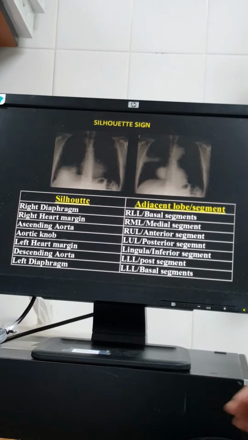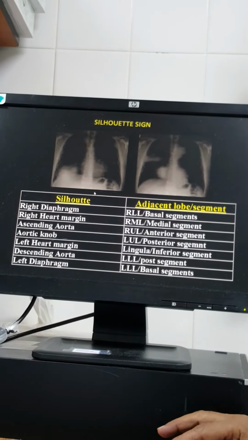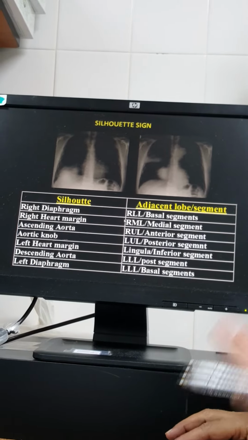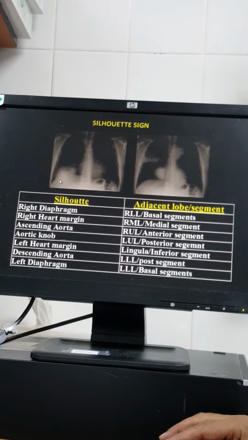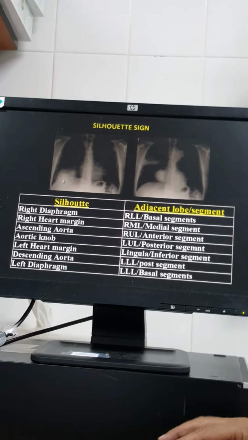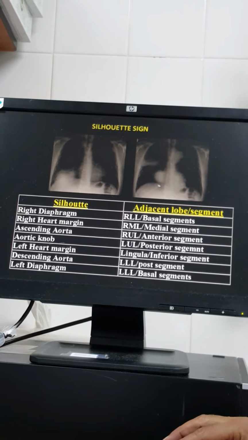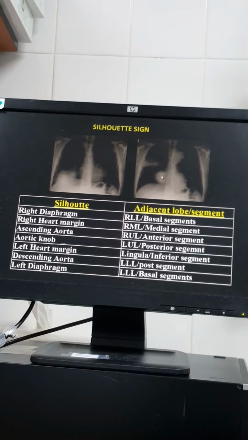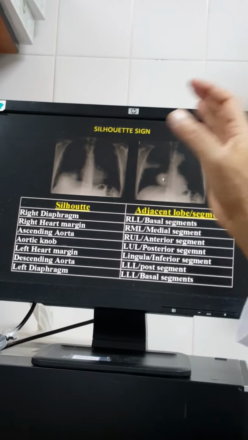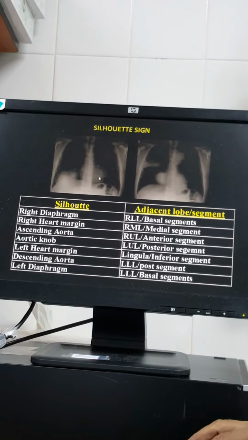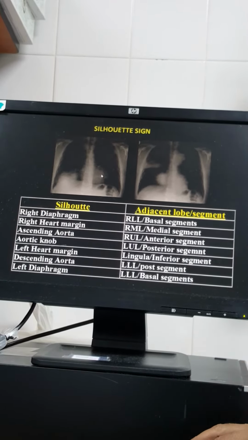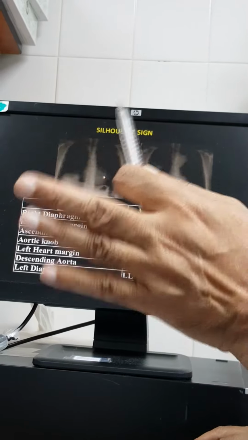That's called silhouette sign. Silhouette sign tells us the anatomy of that pathology, where it is. If there is a silhouette sign of the right diaphragm, this is the right lower lobe. If the silhouette sign is in the right heart border, that's the middle lobe. We already have decided that middle lobe is over the heart. If the opacity is obscuring the left heart border, it's in the lingula. We already have decided lingula is equivalent to the middle lobe on the left side.